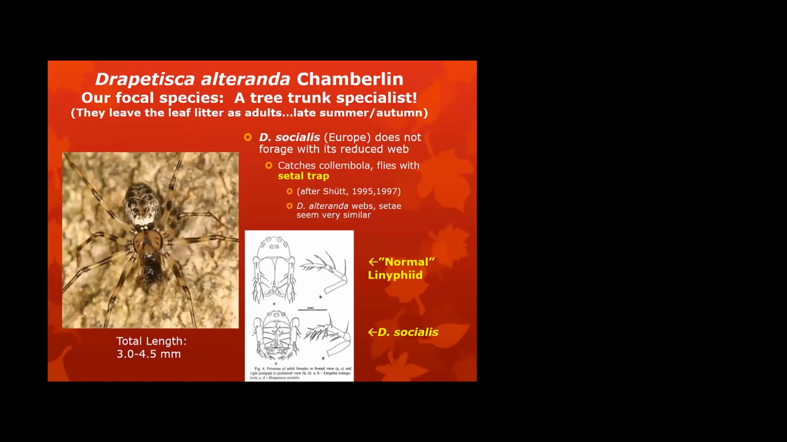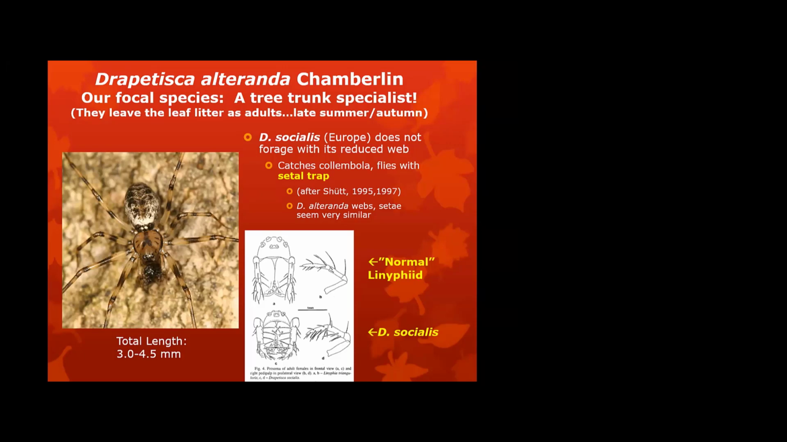So let me introduce you to our focal species of this project. This is Drapetisca alteranda, a medium-sized sheet web spider, which is a tree trunk specialist. When it becomes adult, it leaves the leaf litter and hangs out in the lower tree trunk of mostly deciduous trees in the late summer and autumn, and it makes a very flimsy little web, and it mates on the tree trunk, and then the females lay their eggs back in the leaf litter, and the cycle continues.